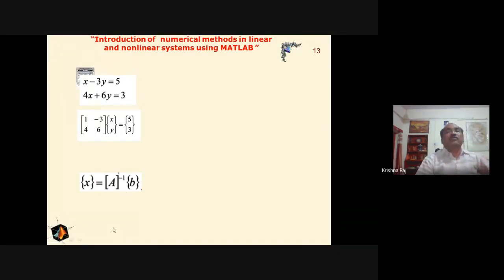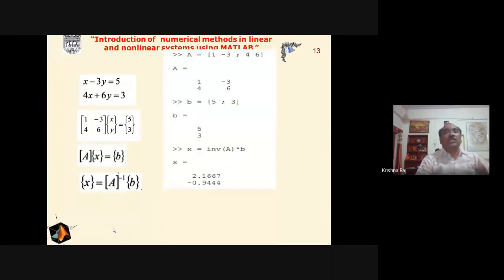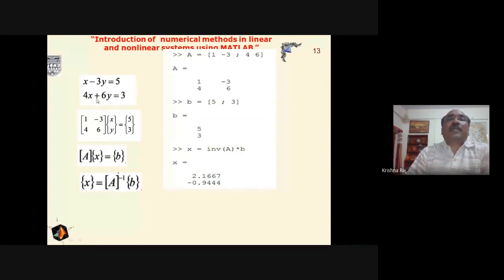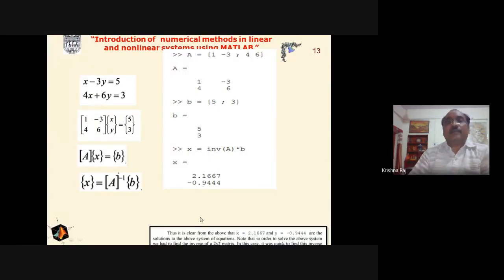So in order to solve the equations, we just have to get the inverse of A, so first describe A. Here A will be described by these values, that is 1, -3, 4 and 6. This is the first row and this is the second row. This is A, and B will be equal to 5 and 3, and these are the column elements. If we are interested in getting X, then inverse A multiplied by B will be the solution. And in MATLAB, we will write the same and we will get the result.